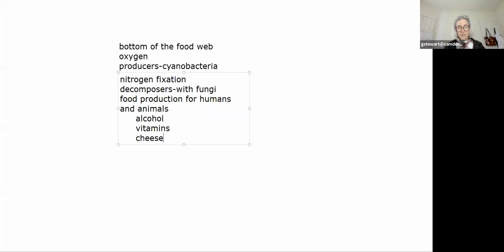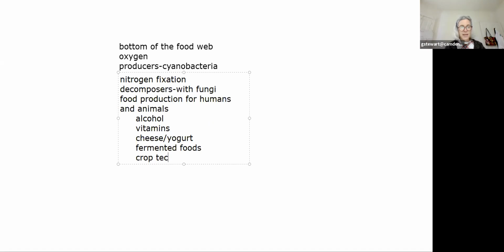Obviously, cheese, yogurt, anything that's fermented, right? Like that fizzy drink we're drinking for our health, right? Kombucha, right? That, as well as like sauerkraut and pickles and any other kind of fermented food.